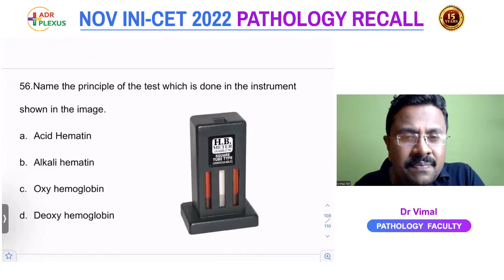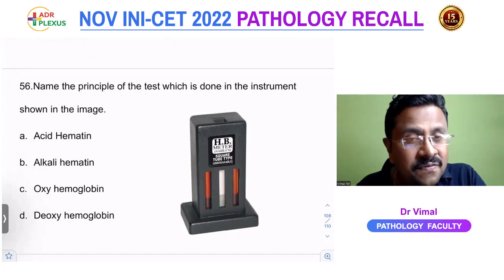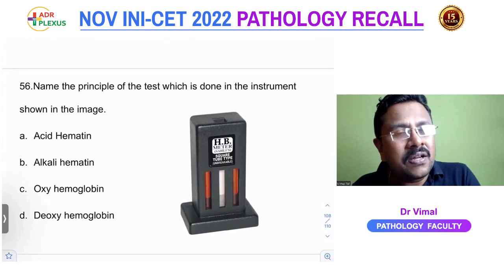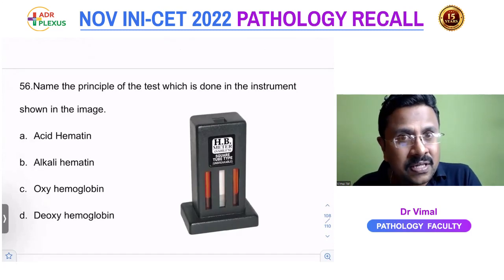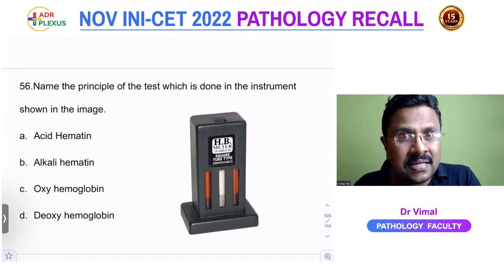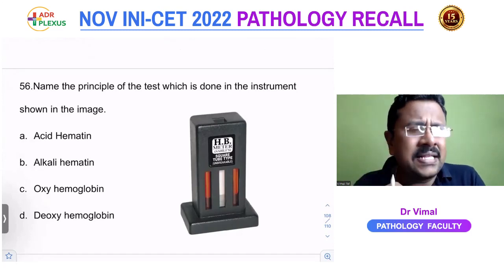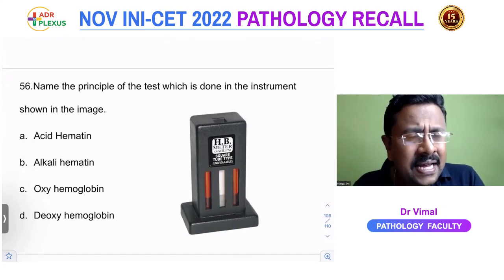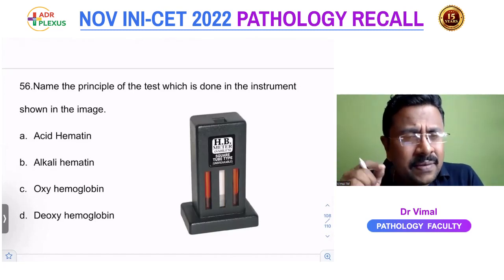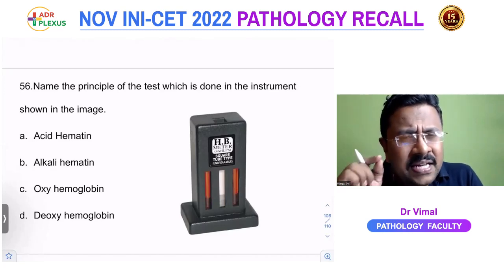And name the principle of the test which is done in the instrument. So they have given you the instrument, Sahli's hemoglobinometer, which all of you would have used during our physiology days and also in pathology practical halls. Yes, in Sahli's hemoglobinometer, you add N/10 HCl, where you add some blood, 20 microliters, and you wait for 10 minutes.